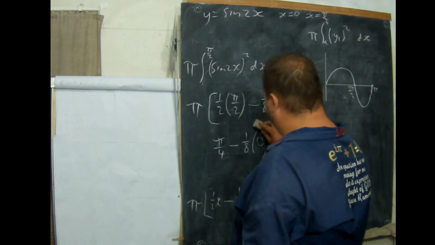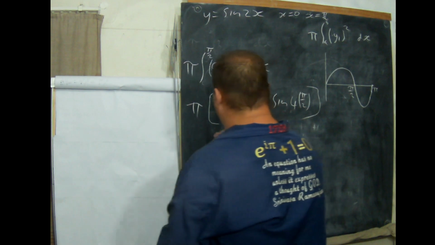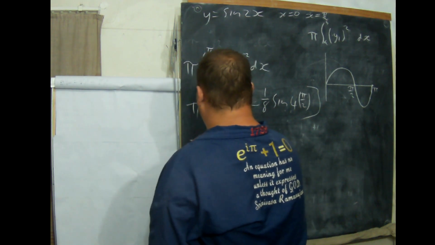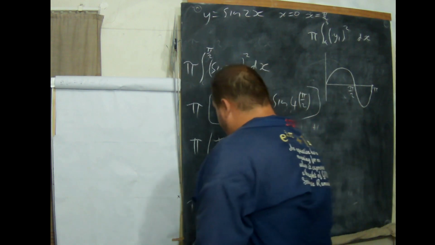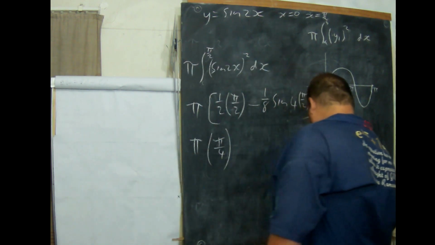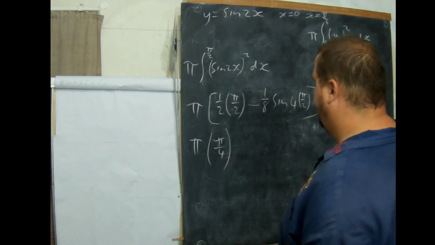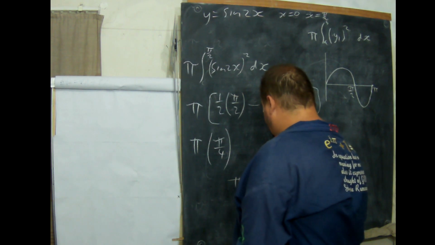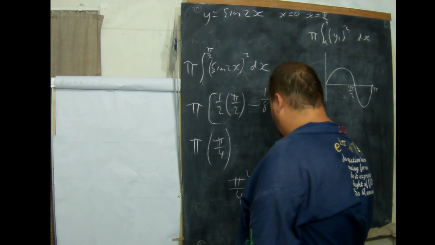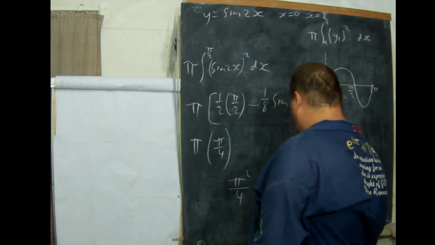So we are left with pi over 4 times pi. Left with pi over 4 times pi. And that makes it pi squared over 4 units cubed.